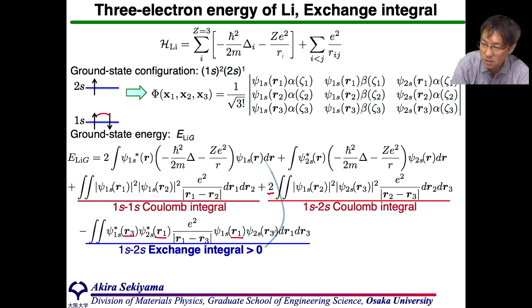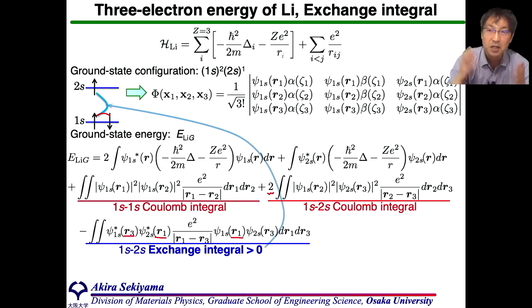This term is not given by the classical framework. This integral is first given by using the Slater determinant. This Slater determinant is obtained from the condition where the many-body fermion wave function must be antisymmetric after the exchange of particles. So therefore, this term is characteristic of quantum mechanics. This is called the exchange integral.